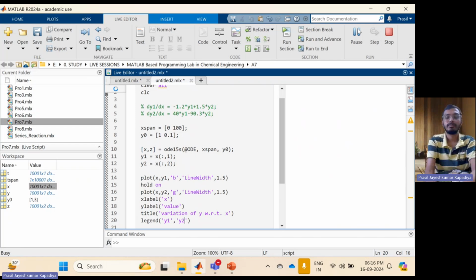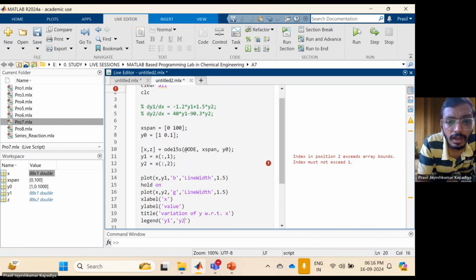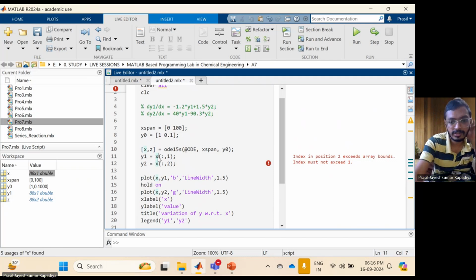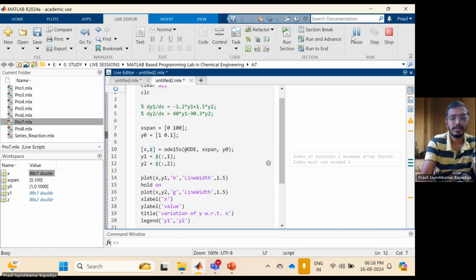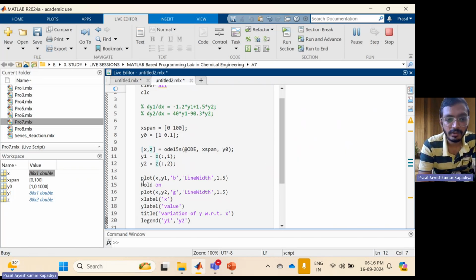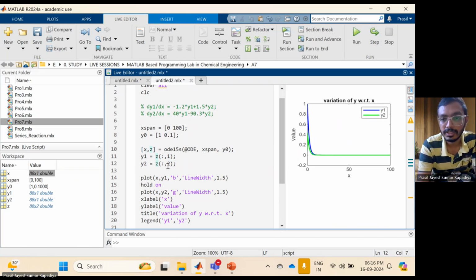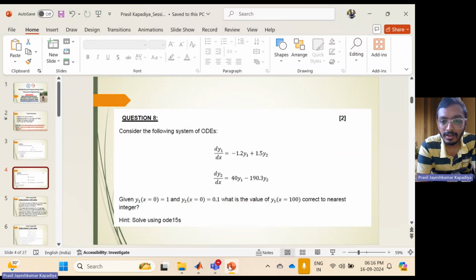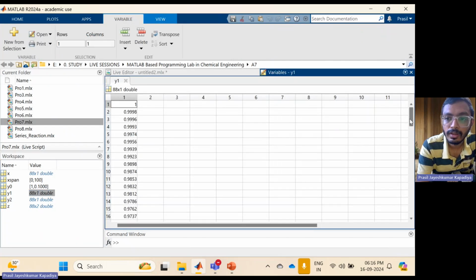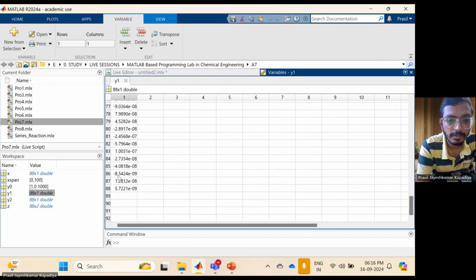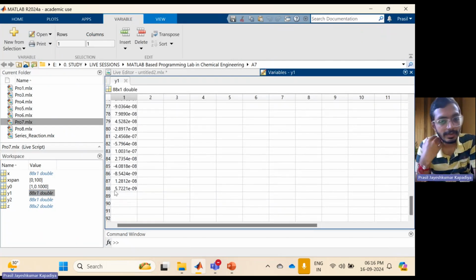So I plot this. There is something similar, not of x, but of z. Now this value z is saving my y1 and y2. Here we can see we have plotted it. So what is our y1 at x equal to 100? y1 at x near 0 is 5.7221.